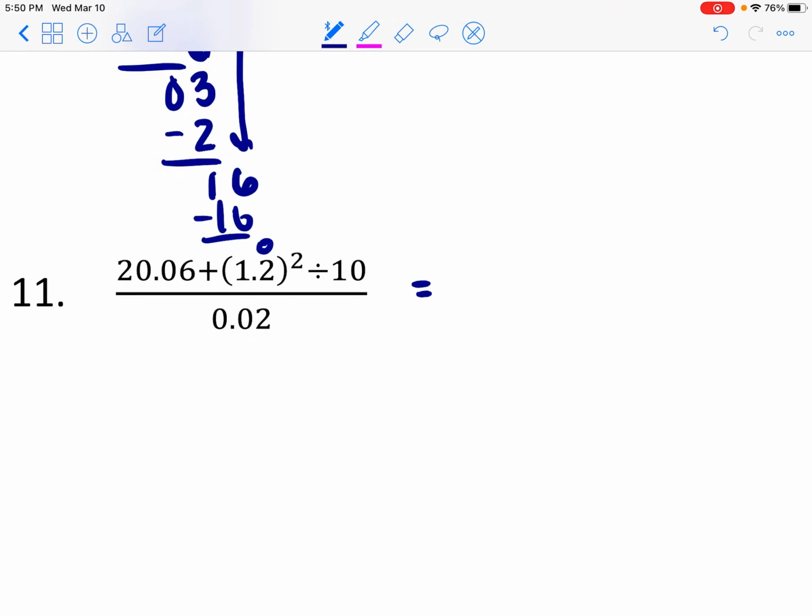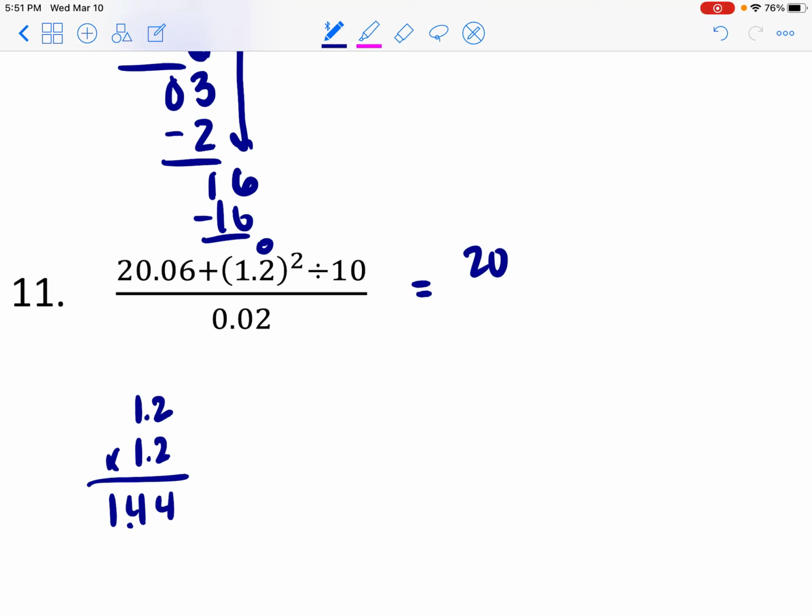So here, no grouping symbols, but we do have exponents. So the first thing I would be working on in this problem is this, 1.2 squared. 1.2 squared means 1.2 has to be multiplied by itself. So if I multiply 1.2 and 1.2, think about what's 12 times 12, right? 12 times 12 is 144. 2 numbers past the decimal means this is going to be 1.44.